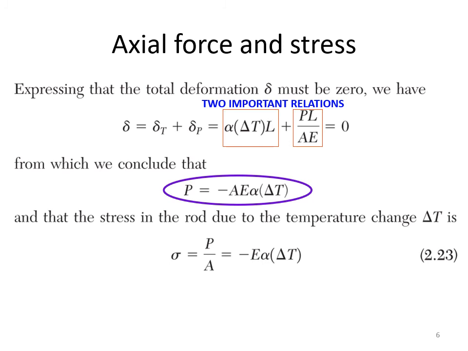Dividing the force P by steel cross-sectional area A gives us axial stress sigma. This is the bottom equation. The negative sign means compression.